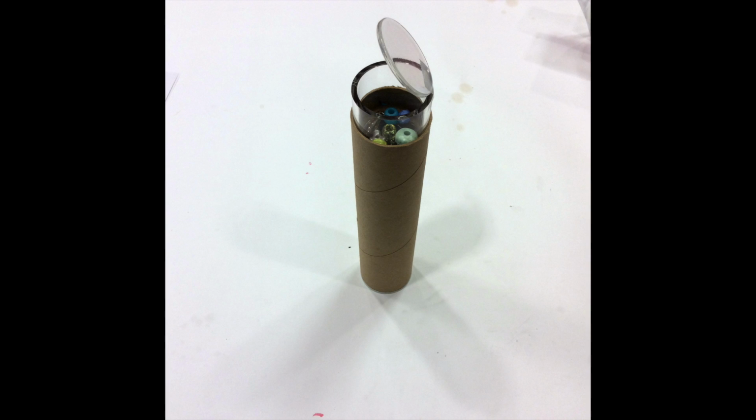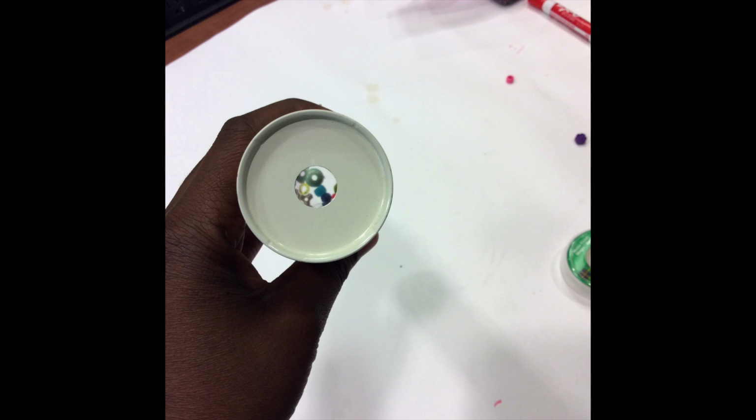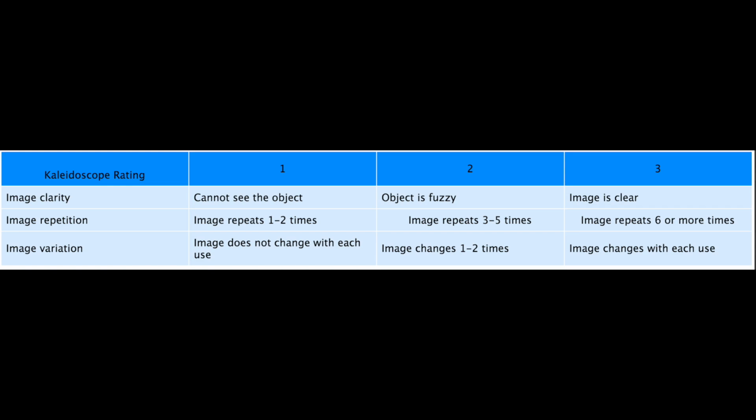After learners have decided on their bead selections, have them tape the glass chamber to the tube. After looking through the eyepiece, they can now evaluate their design based on clarity, repetition, and variation.